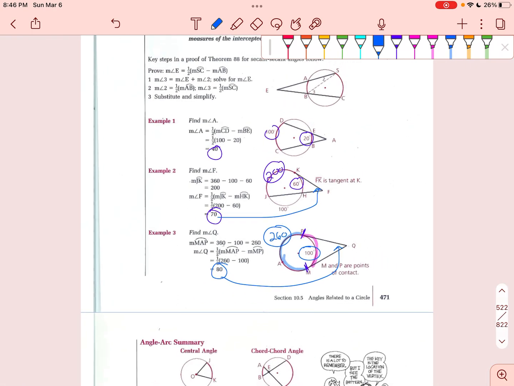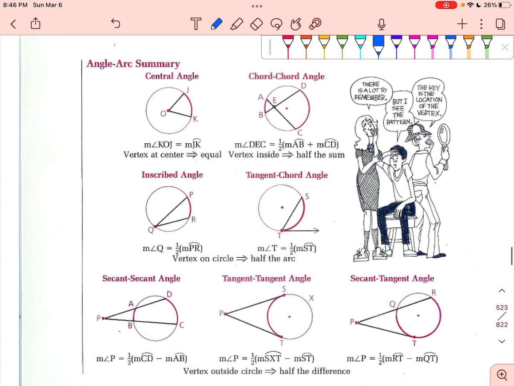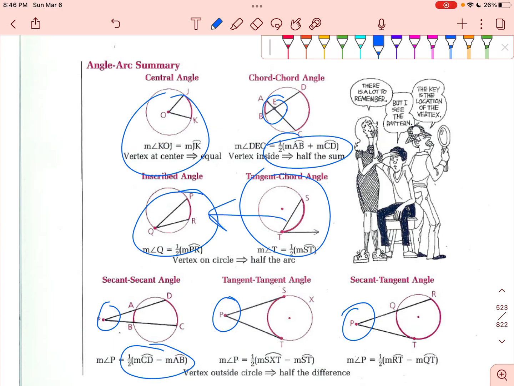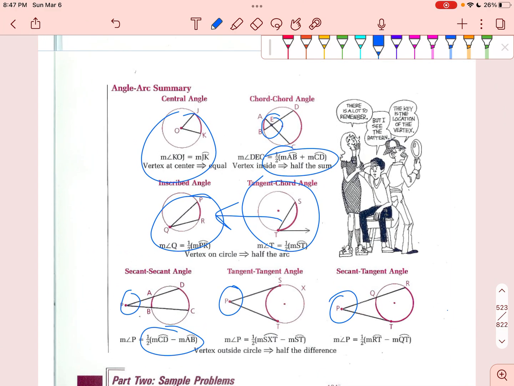Okay, so I feel like they try to make this so complex, and it's not. It's just if your angle is on the outside, subtract and take half of the intercepted arcs. If your angle is on the inside, add the arcs and take half of it. We know the central angle, we know the inscribed angle, and a tangent chord angle, which is the same exact thing as an inscribed angle. But like I said, they try to complicate all this stuff. And that's it. That's it for 10.5.